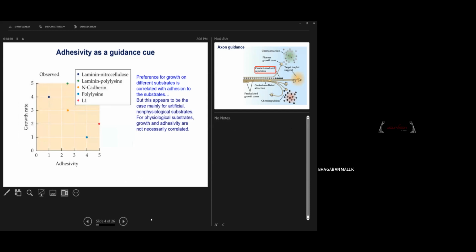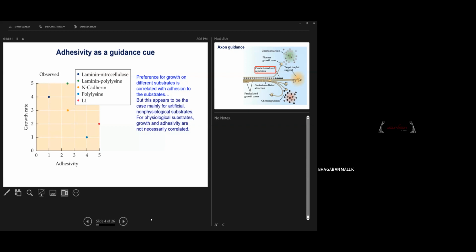I just want to highlight these are different substrates, and people have used them to show how substrate actually regulates axon guidance. So they have taken 5 different substrates, like laminin nitrocellulose substrate. These are artificially synthesized, or laminin polylysine substrate, or N-cadherin, or polylysine, or L1 substrate. So axon guidance doesn't always depend upon the adhesivity.